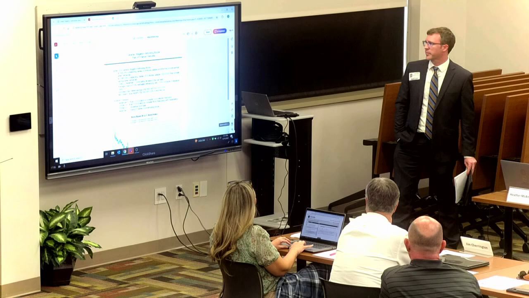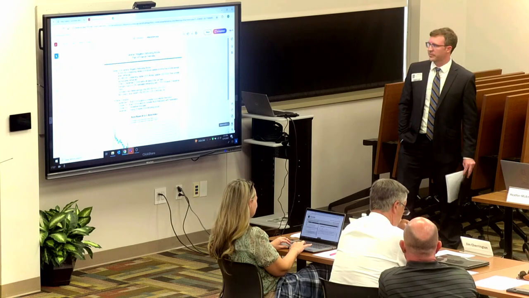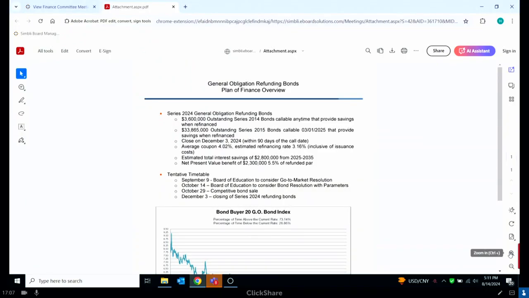So in total, about $41.5 million of bonds outstanding that are either callable now, so refinanceable now, or callable March 1 of 2025. Under federal tax law, you can issue tax-exempt bonds to refinance prior tax-exempt bonds up to 90 days prior to that call date. So we've put together a calendar that would have a refinancing bond issue close on or about December 3rd, and then the proceeds of that bond issue would be placed in escrow to prepay the prior bonds on March 1st of 2025.